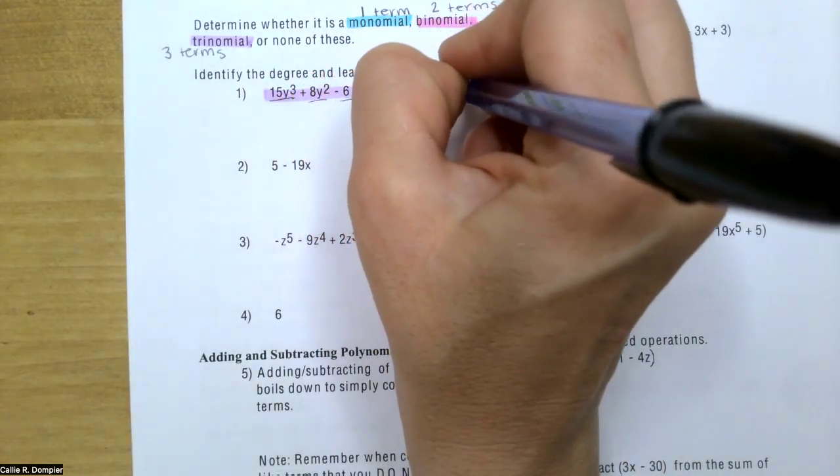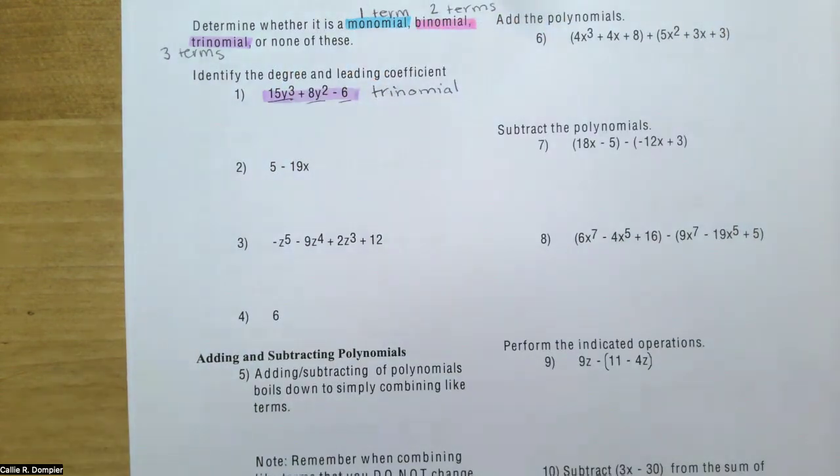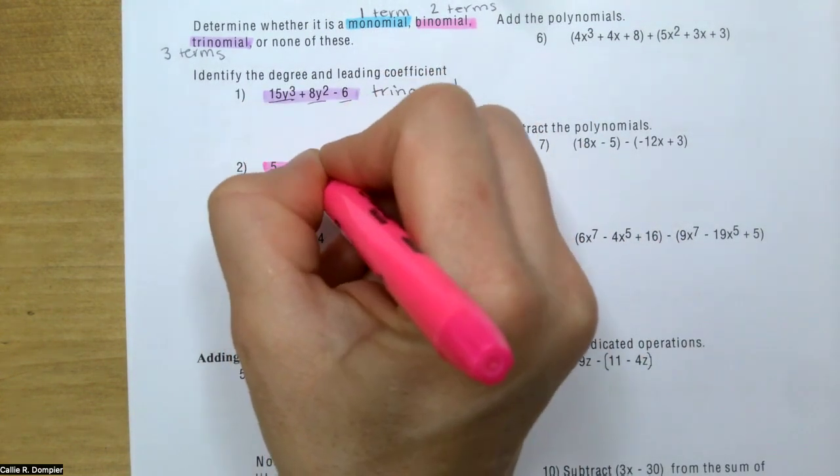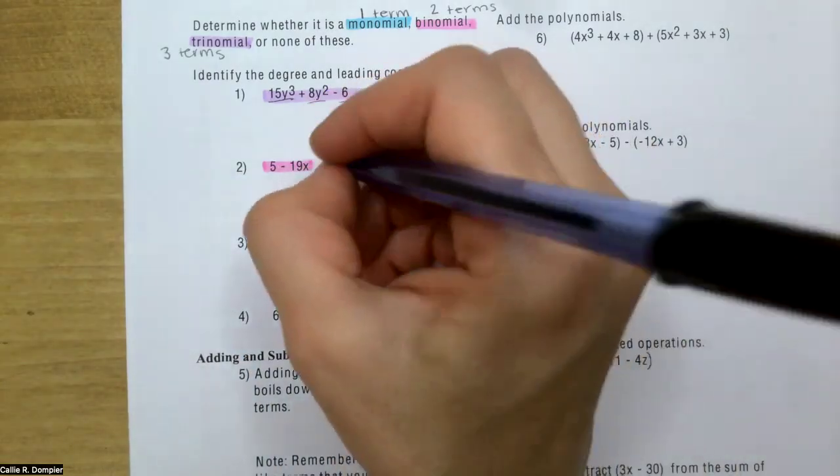I went back on what I said. I'm going to write it too. 5 minus 9x, or 5 plus negative 9x. Those are two terms. So we're going to say that's a binomial.